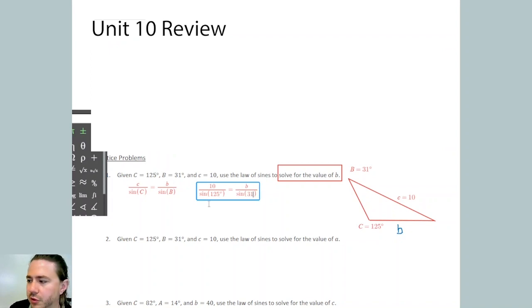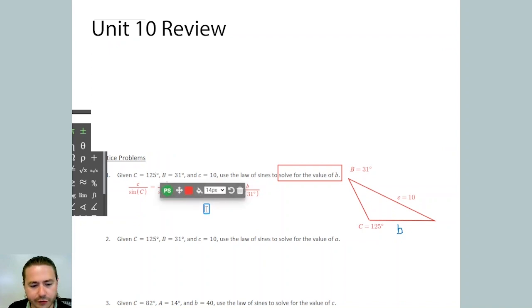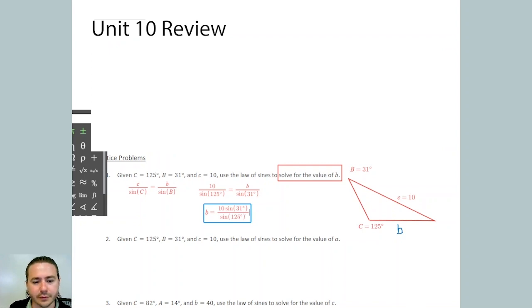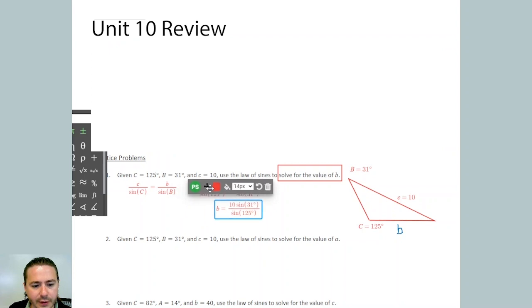So now this turns into a calculator problem. So B, when we solve for that, is going to be 10 times the sine of 31 degrees, all divided by sine of 125. Okay. So B is going to be approximately whatever we get when we type that in the calculator. So let's do that.